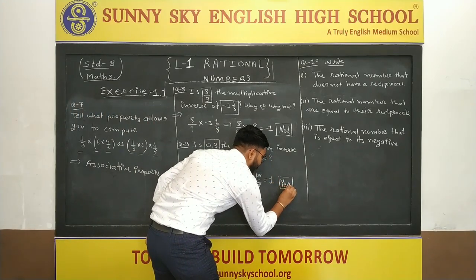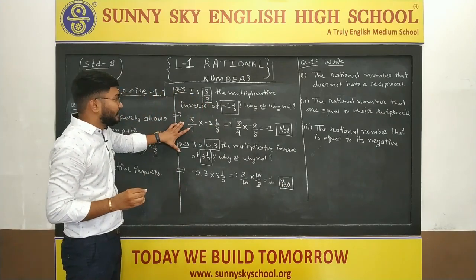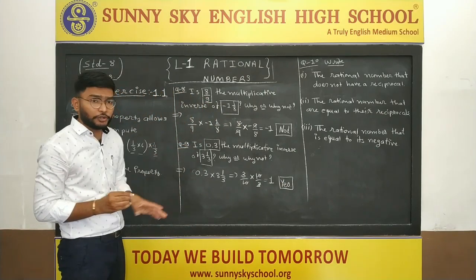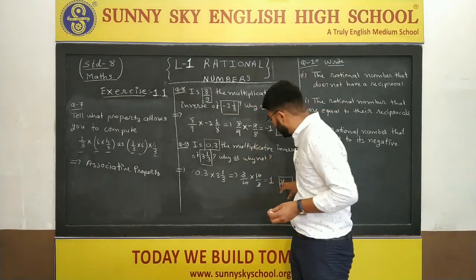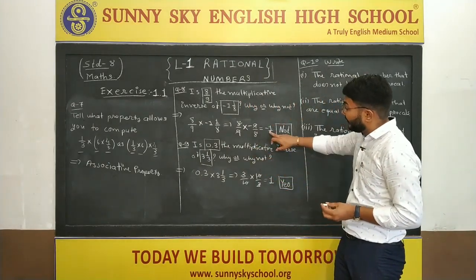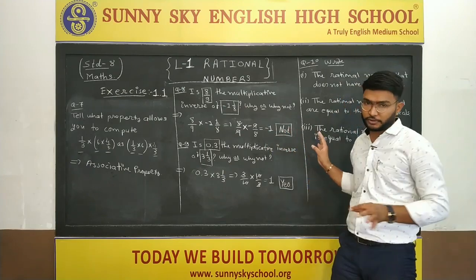Understood? If you want to check whether it is a multiplicative inverse or not, what you have to do? Just multiply the given two numbers. If the answer is 1, then yes. If minus 1 is coming, then it is not possible.